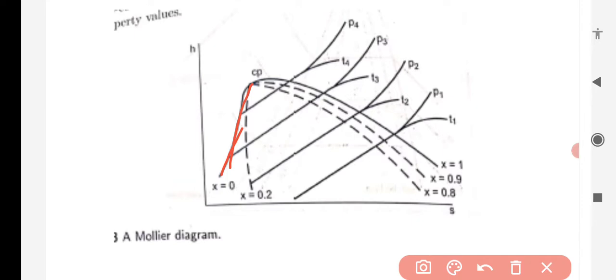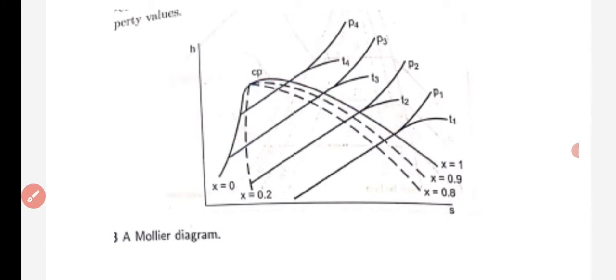And here x is equal to 1, so this is the saturated vapor line, and both lines meet at a point called CP, and this point is known as the critical point. So x stands for the dryness fraction. Dryness fraction 0 means there is no steam in this line. It is only fully water, that is why it is called saturated water. And this line you are seeing is 100% steam, that is dry saturated steam. So this is about the critical point.